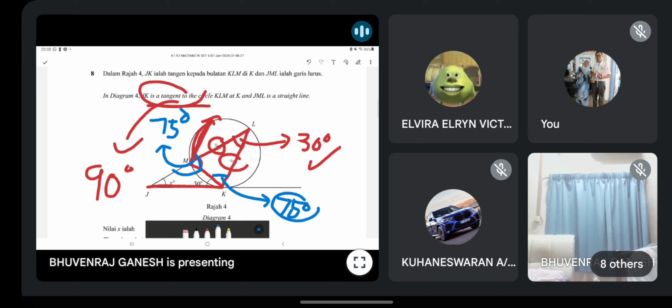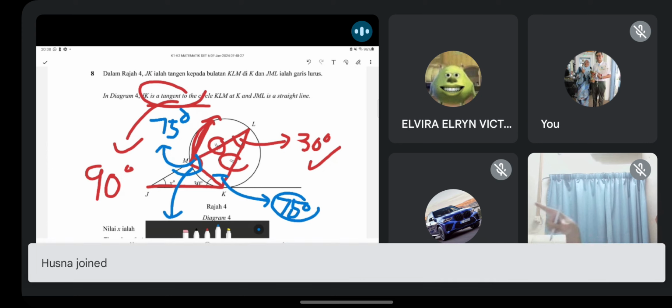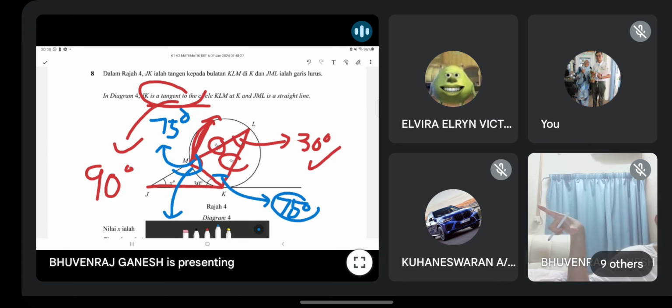Okay, so what about this angle? Apa nilai sudut ni? Can anyone tell? What is the value for this angle? JMK. Apa nilai dia, guys? JMK. Kamu ambil apa? Jumlah sudut untuk satu garis. The angle of one straight line is 180. Means, kamu akan dapat 105.